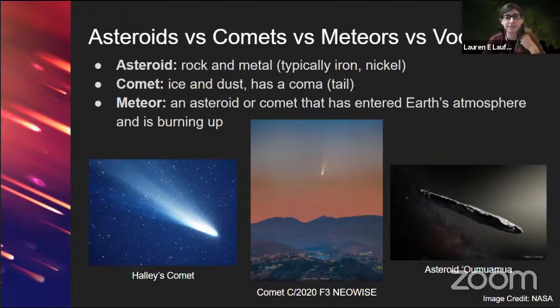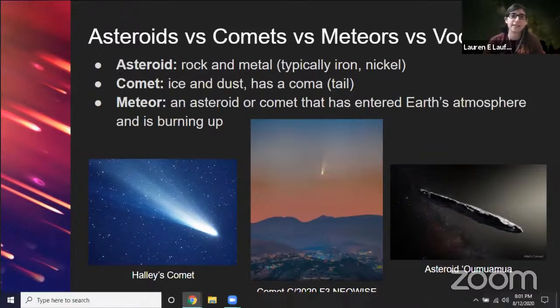The coma is the envelope around the nucleus of the comet, which forms when the comet passes close to the sun, because the heat of the sun turns the ice and dust kind of into gas. And then as the comet gets closer to the sun, this ice and dust and gas gets pushed further out by the solar wind. And that's how you end up with a tail on the comet. And this is why the tail of a comet always faces away from the sun, whether or not the comet is moving towards or away from the sun itself. Meteors are when these asteroids or comets actually enter the Earth's atmosphere and are burning up.